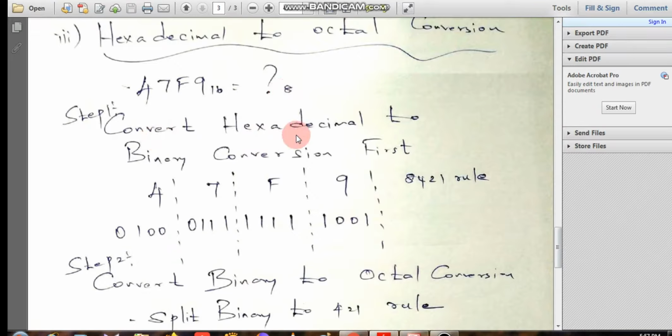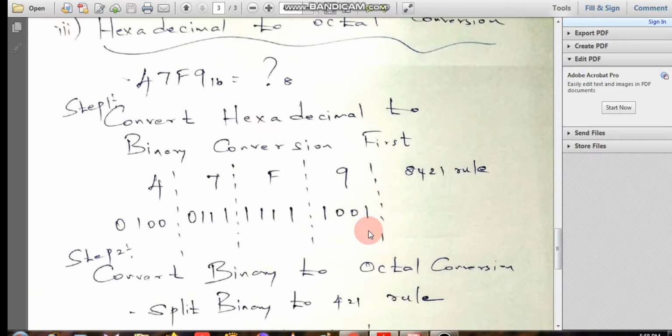So step 1 is hexadecimal to binary conversion. Here the 8421 rule is applied, whereas in octal the 4-2-1 rule is applied. For 4, the corresponding binary number is 0100. For 7, 8421, for 8 put 0, and 4-2-1, I put 1, so it is 0111. For F, 4 ones, and for 9, 1001. So this is the binary number for the given hexadecimal number.